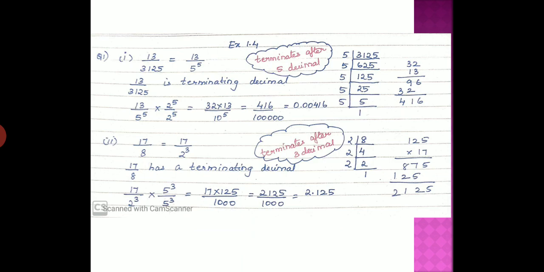Okay, so 17 by 2 power 3. There are 3 2s. So I'm going to multiply 3 5s. So I'll multiply and divide by 5 power 3. Therefore you will get 10 power 3 in the denominator, that is 1000. So on the numerator you multiply 17 into 125. So you get 2125 by 1000. So there are 3 zeros in the denominator. So you keep the decimal point before 3 numbers. Okay, there is one more point you have to keep in mind.